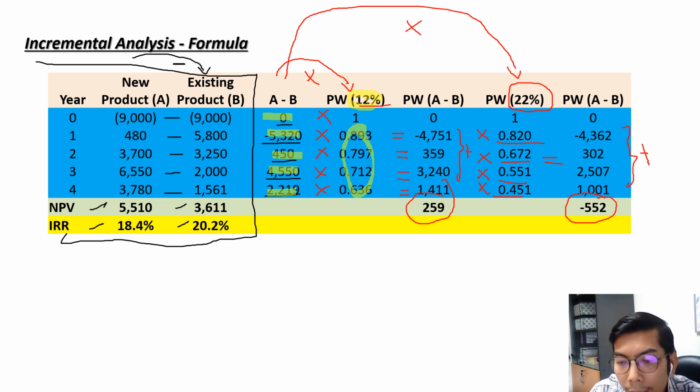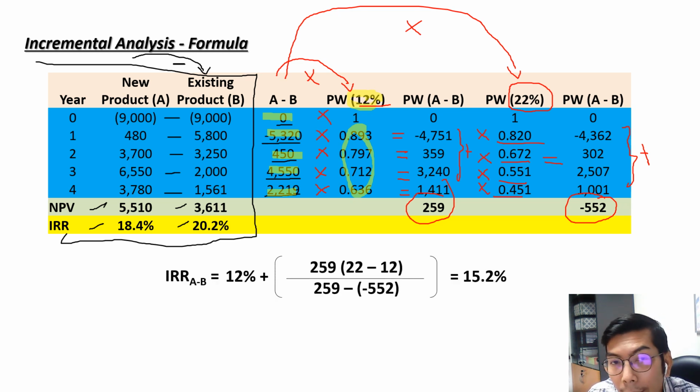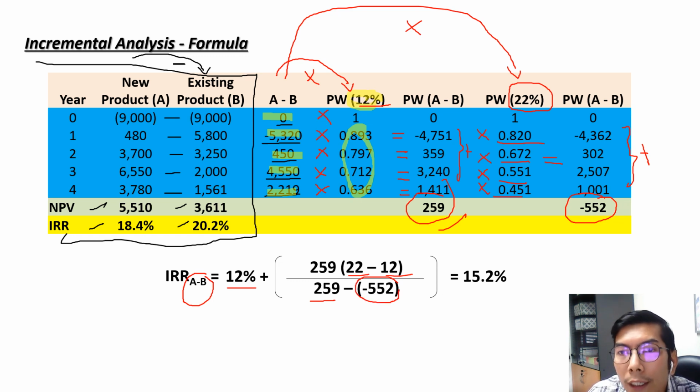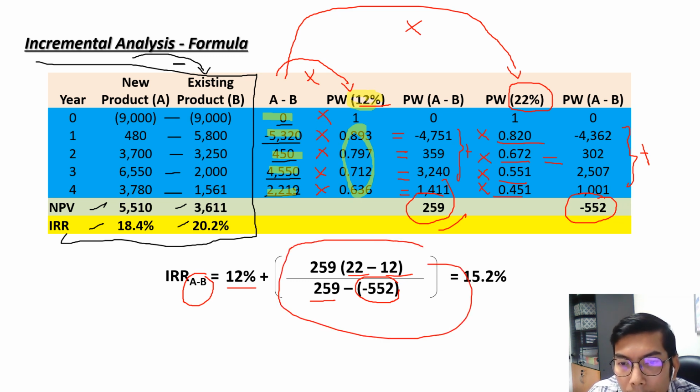Okay, so once you get that, you use this formula. Formula yang sama untuk IRR tadi, but now kita dah mergekan both product A and B. So 12%, ini present worth using lower discount rate, 259, 22 tolak 12. So 259 minus present worth NPV using higher discount rate, 22 tadi, negative 552. So solve this bracket, add with 12%, so you get 15.2%. So this is the value.